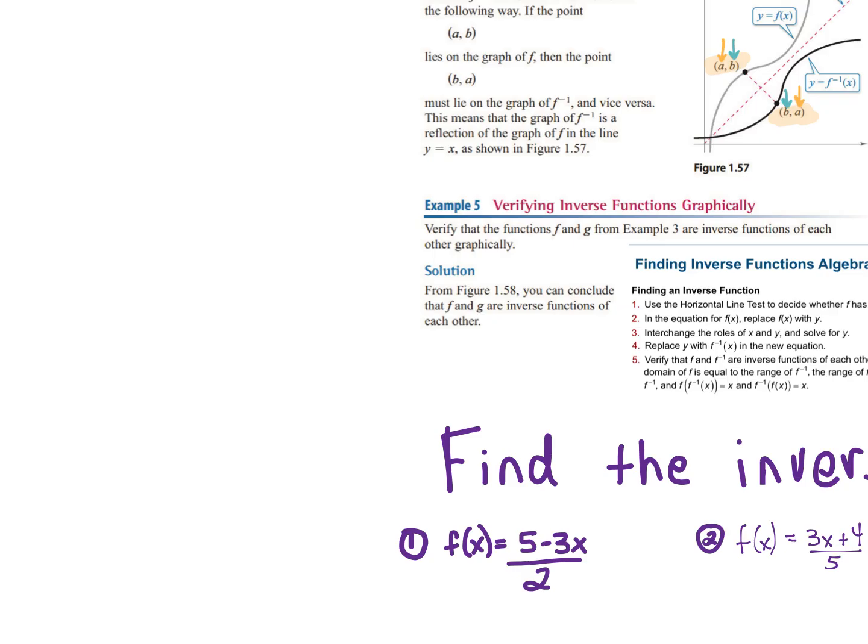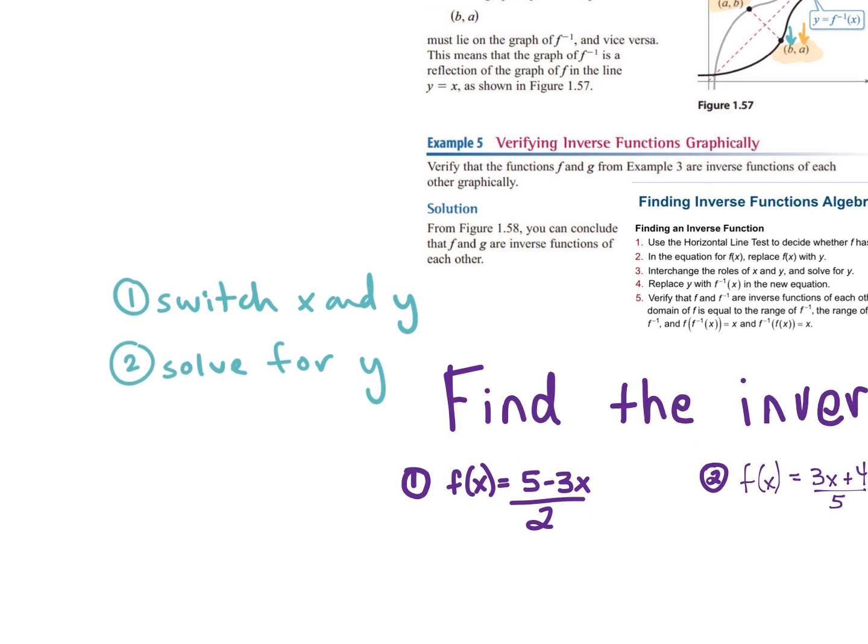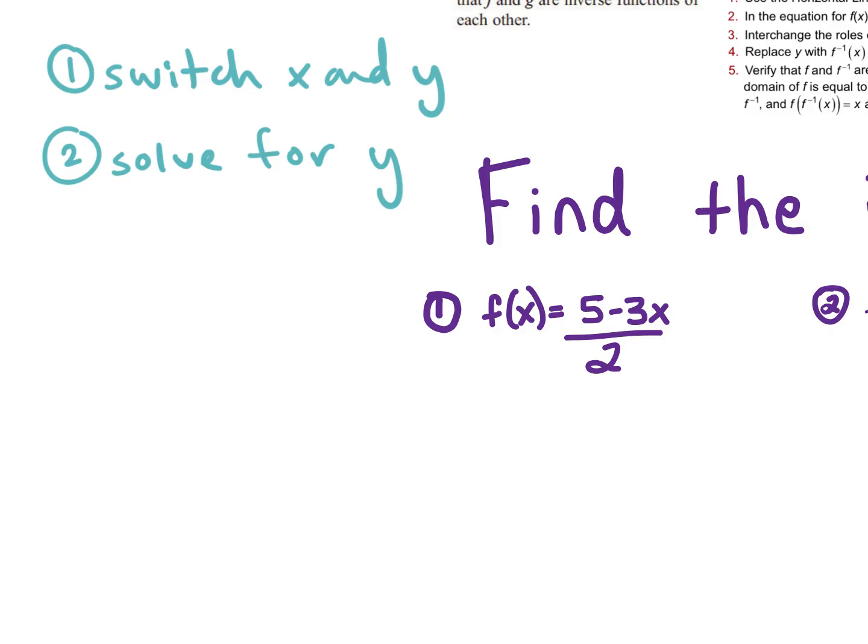So when we find the inverse, the first thing we're going to do is switch the x and y's. Second thing we're going to do is solve for y. Looking at example 1 on the bottom, f of x is just a fancy way of saying y. So that's our y, but it's now going to become x, and the x is going to become y. So we have x equals 5 minus 3y over 2.